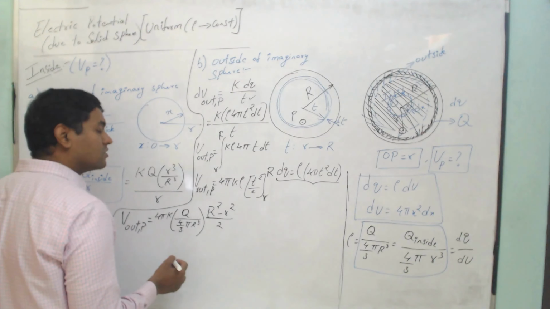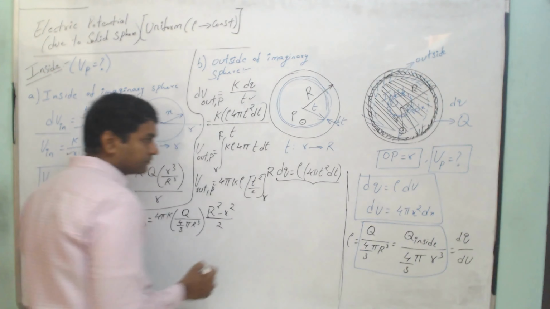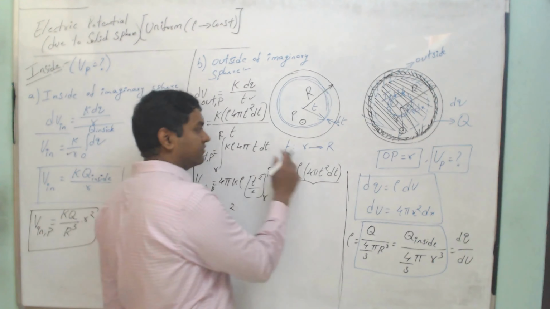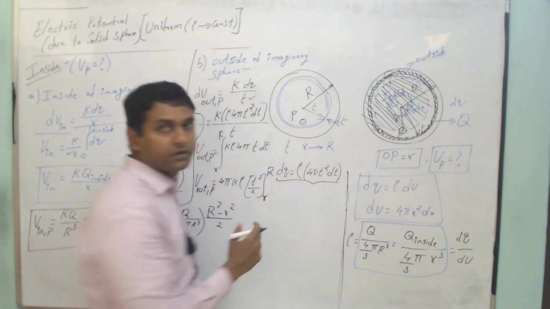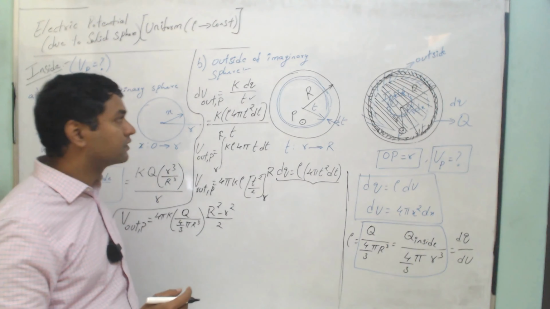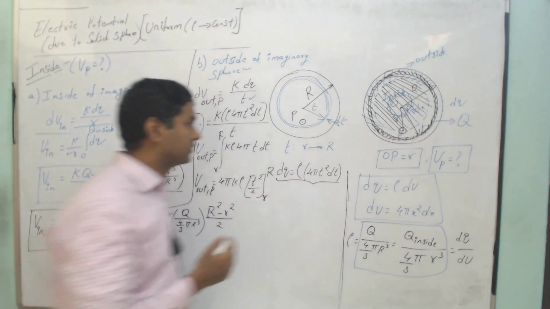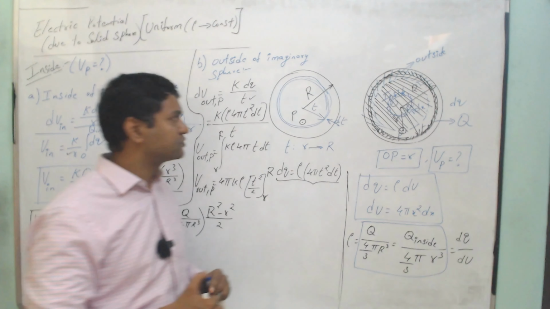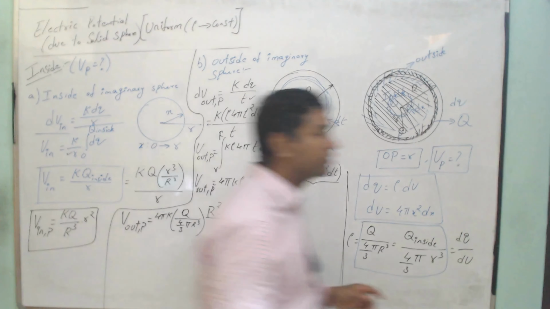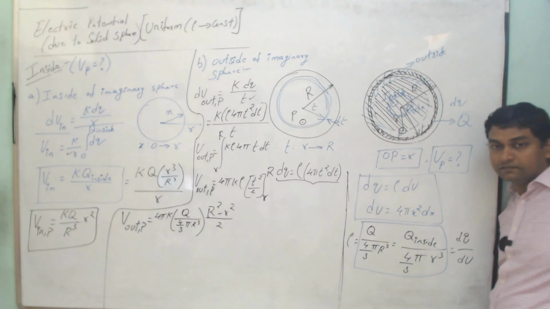Correct? But for the limits, why can't we take it from 0 to R? Because my t variable is varying from small r to capital R. Yes, sir, because it's like minus small r to capital R. Minus small r? What do you mean minus small r? How can a radius be minus? We are going backward.